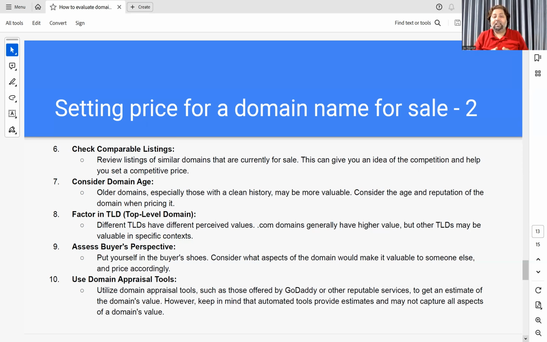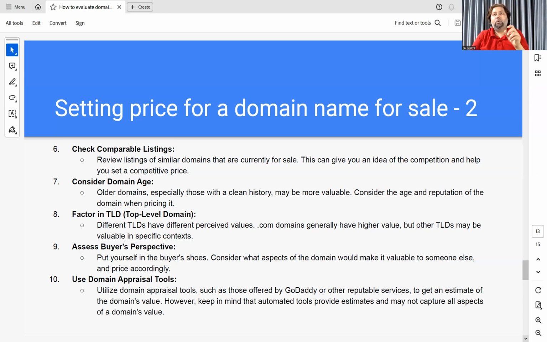Then you can understand what kind of market your domain buyer is catering to, and use domain appraisal tools. Okay. But domain appraisal tools always help, always assist you, but do not rely on any appraisal tool in the world. Use your own mind. I mean, these are just guides.